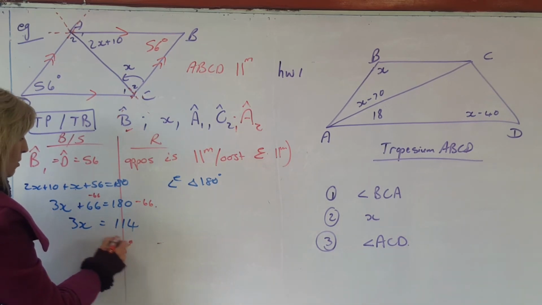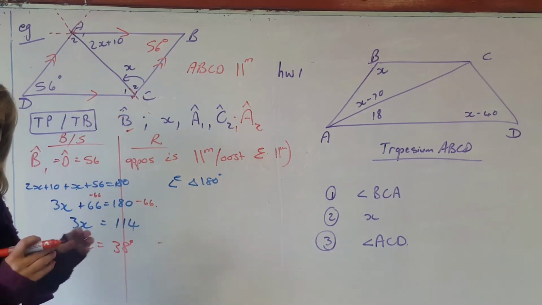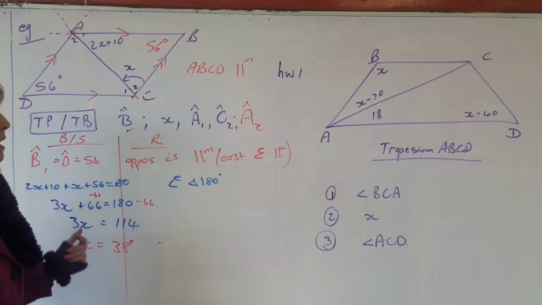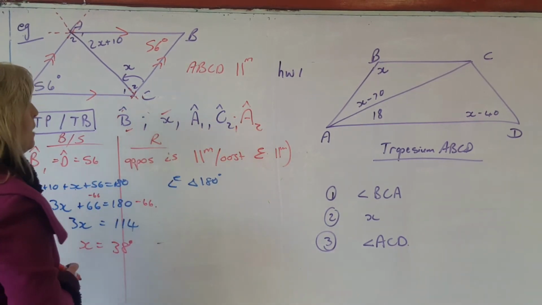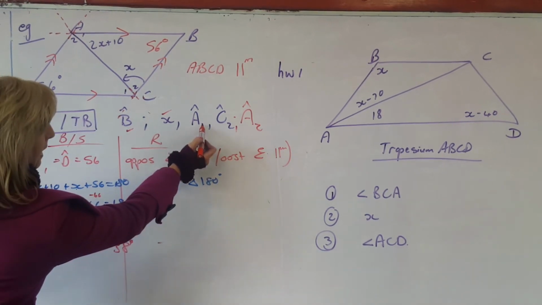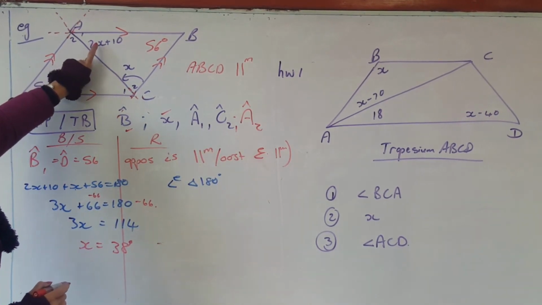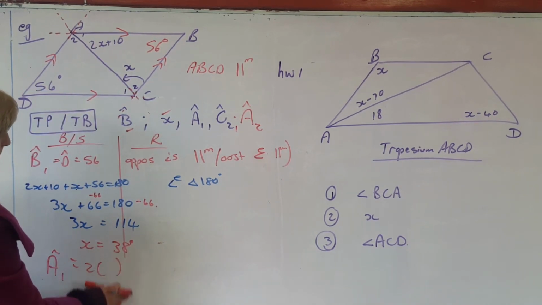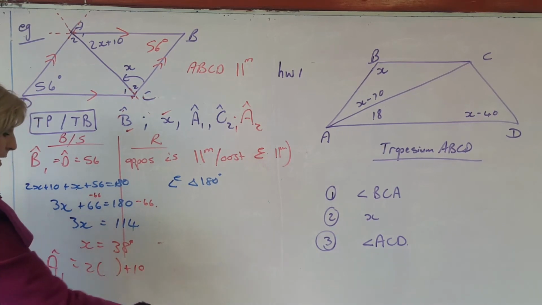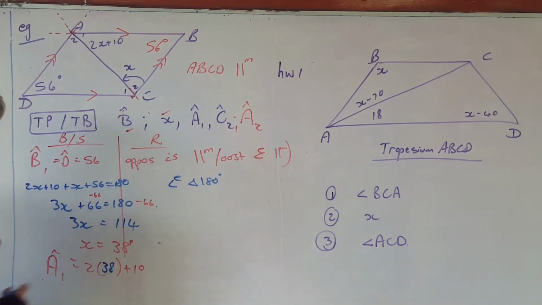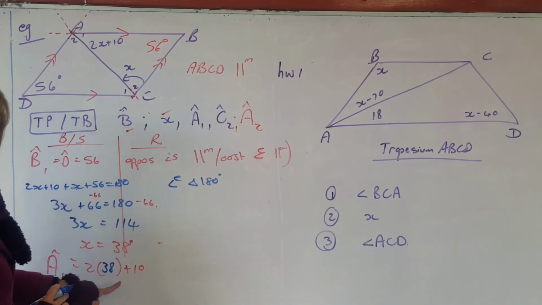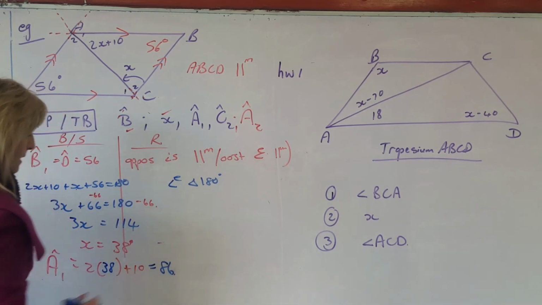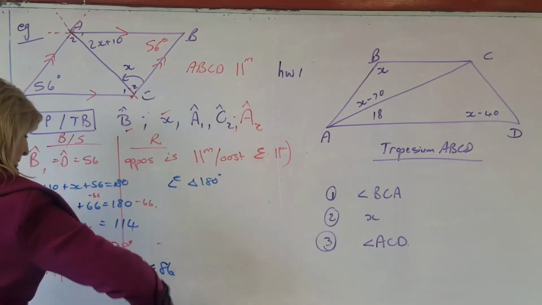Is dit moontlik dat ek dalk hier gekry het ietsie wat nie presies 100% die heel getal is nie? Could I have gotten 38,2 degrees? Hoekom nie? Alright, so I've got x. Then I want A1. Now what would A1 be equal to? So A1 would be 2 times x plus 10. And that x that I just found was 38. So you put it in the calculator, 2 times 38 plus 10, so it's 86 degrees. Right. So hierin is dan 86.